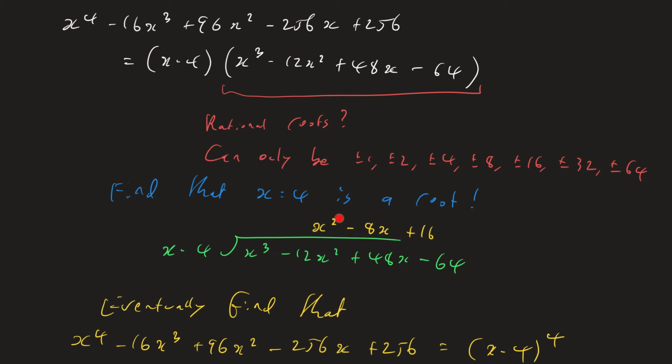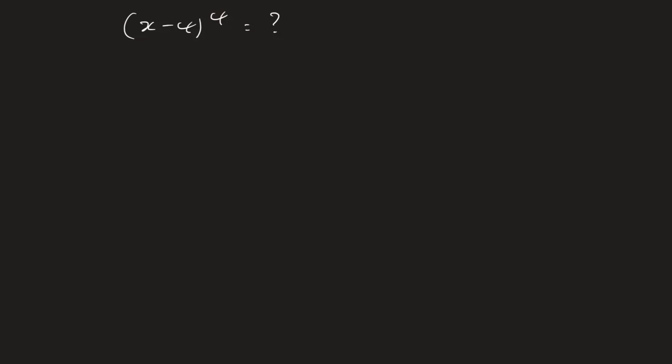It's always good to check our calculations so we can go in the other direction. We can ask, what is x minus 4 all to the power of 4? Can we work this out and show that it equals our original polynomial? There's of course several ways of doing this. We could write this as x minus 4 squared times x minus 4 squared, work out x minus 4 squared and then square that one. Or we're going to use the binomial theorem, just because it gives us an opportunity to remind ourselves of what it is.